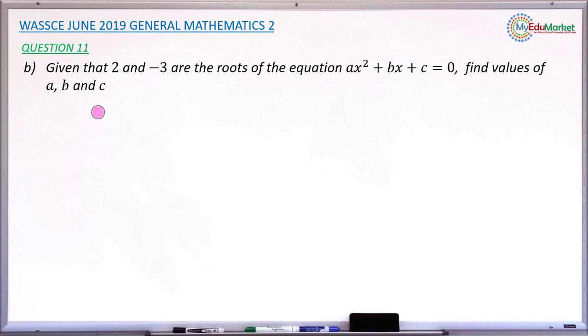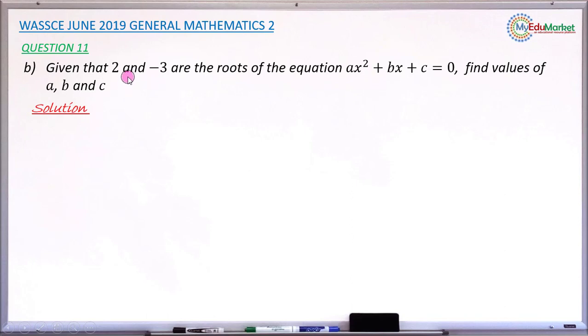This is WAEC June 2019 General Mathematics Paper 2, and we're answering question number 11b. The question says, given that 2 and minus 3 are the roots of the equation ax squared plus bx plus c equals 0, find what will be a, b, and c. So let's attempt to answer this question together.